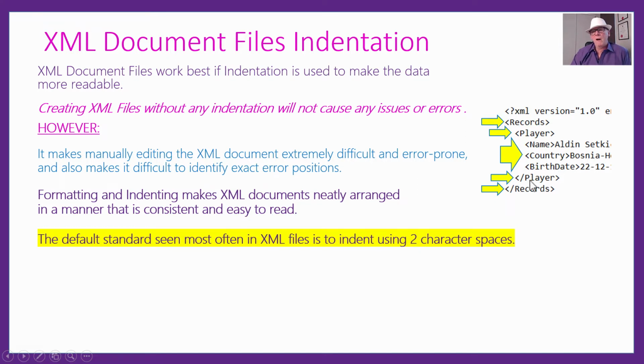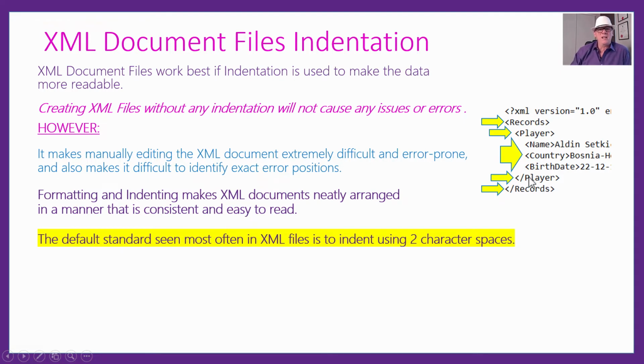So you can see in our Notepad editor, we've got part of our XML file. We start off with records, that's in the first column, and then we go in 2 characters or 2 spaces before we start player, and then underneath player where we've got those 3 fields for the name, country, birth date, that's pushed in another 2 characters. Then as we come to the end tags, we push out. So the end tag for the player lines up, so you can say, oh, this is where the player starts, this is where the player ends.